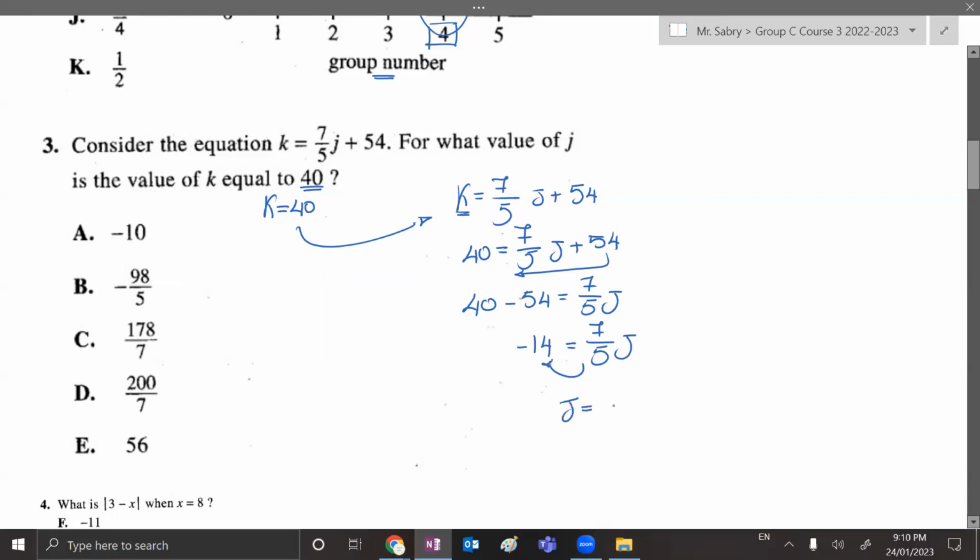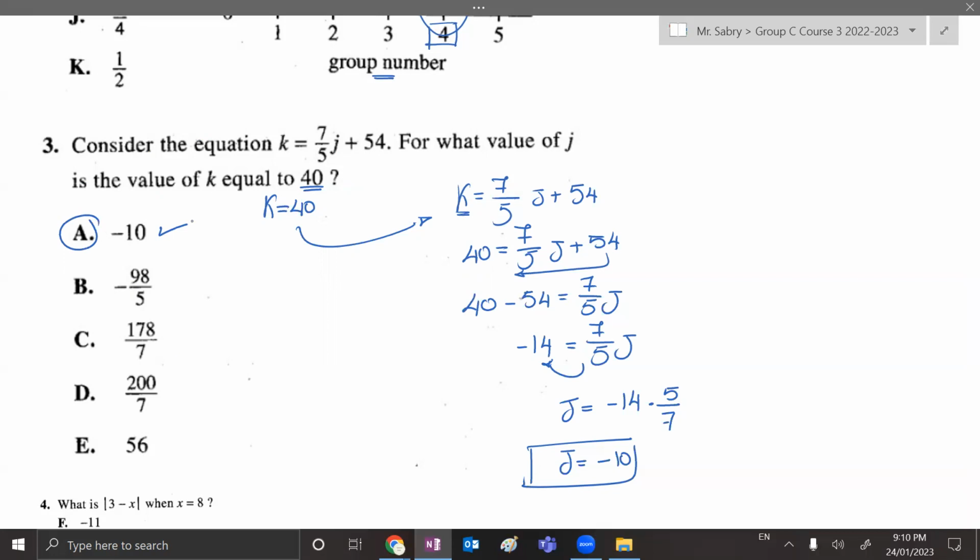So this means that J is equal to negative 14 multiplied by the flipped fraction, 5/7. Of course, all of this could be easily done on a calculator. Then the answer would become negative 10. So the value of J is negative 10, which means A is the correct answer. Yes, please.